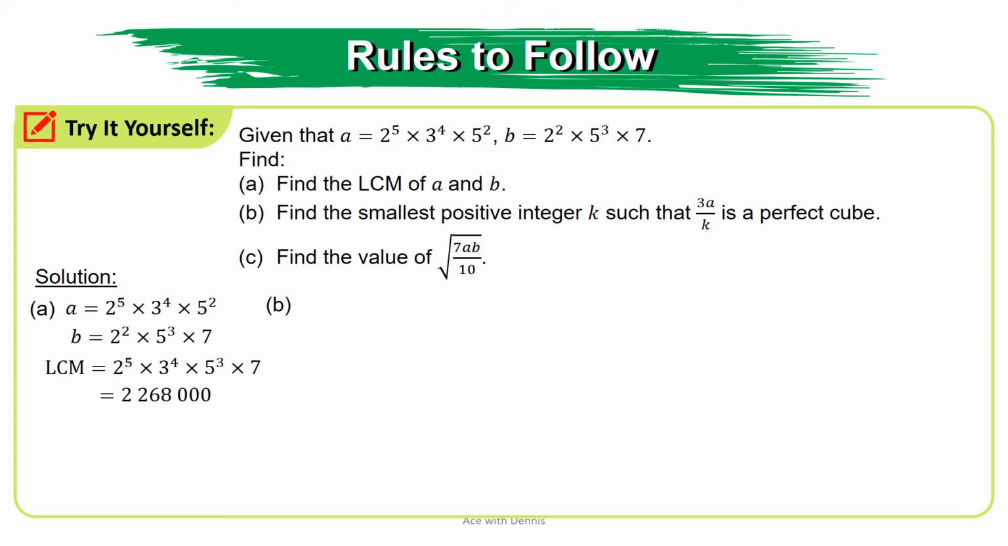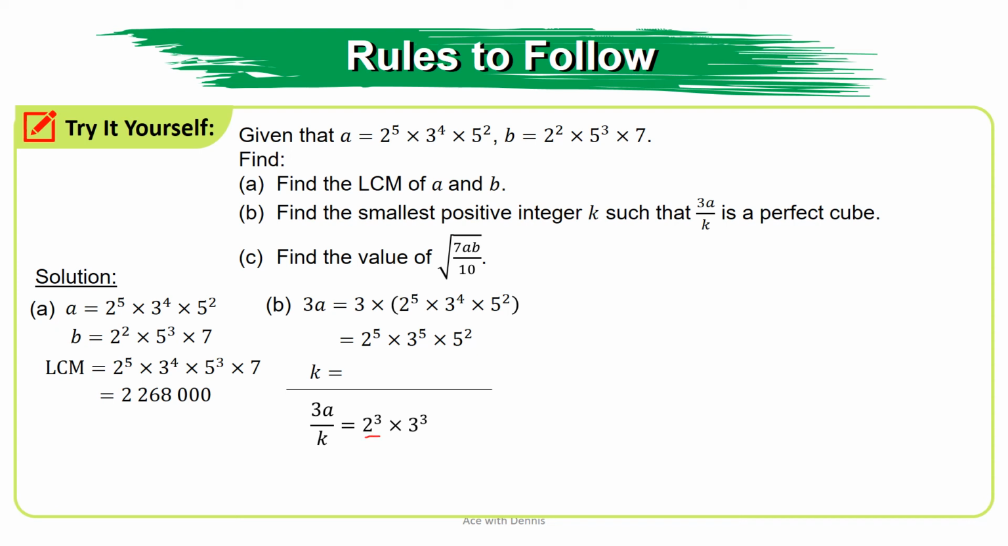For (b), we know that 3a equals 3 times a, and a is 2 to the power 5 times 3 to the power 4 times 5 squared. Then we need to simplify. So 3 repeats one time, and the answer will be 2 to the power 5 times 3 to the power 5 times 5 squared. And then 3a divided by k, we get 3a over k. 3a over k must be 2 cubed times 3 cubed, because all the powers must be divisible by 3, as it must be a perfect cube.